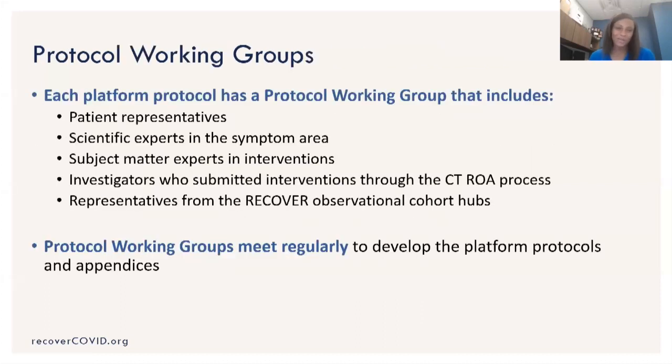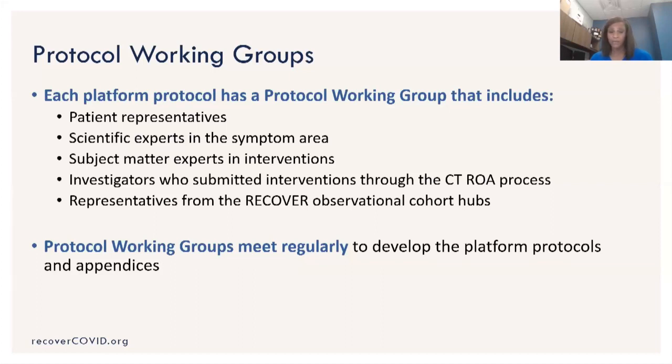So each of these trial platforms has been developed, or is in the process of being developed, by a protocol working group. There are patient representatives, scientific experts in the symptom areas themselves, and experts in interventions. There are investigators who sometimes are experts in the interventions or the symptom areas, and they have submitted information to the NIH to have their intervention be part of RECOVER. And then there are also representatives from the RECOVER observational cohorts.